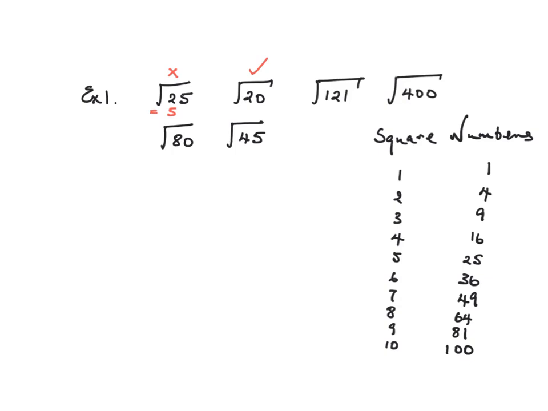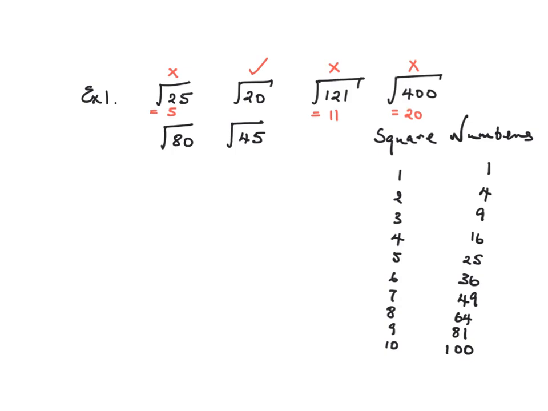121, now 121 doesn't feature in this list, but if you put root 121 into your calculator, you'll get the answer 11, and that's what we want. So root 121 is not a surd. Square root of 400, try that in your calculator, see what you get. You get the answer 20. So the square root of 400, although there's a square root there, that simplifies. So that's not a surd.